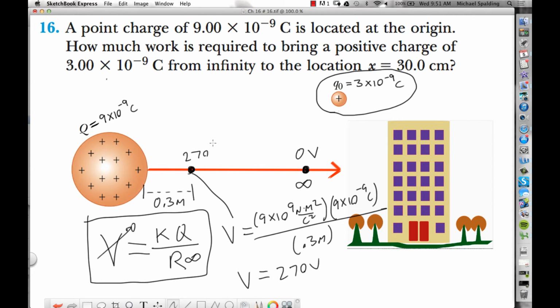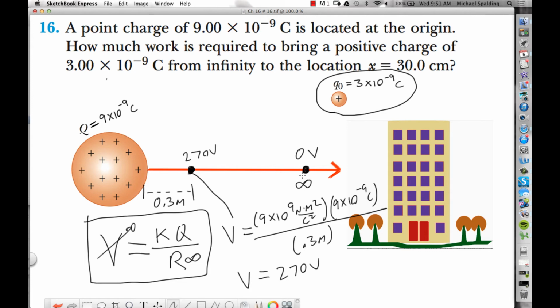Now, remember I told you, is it very helpful to know the electric potential at a single point? Not really. What's going to be important is knowing the change in electric potential between 2 points. So look at what's happening in this problem.